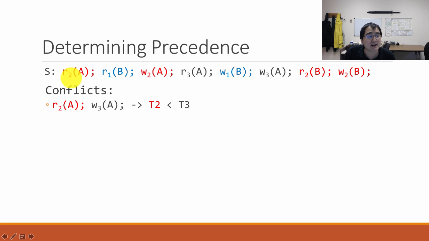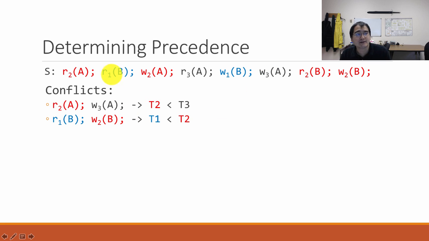So R2A here conflicts with W3A. Note, they're different transactions, 2 and 3. They're the same database element, A, and at least one of them is a write. So transaction 2 must take precedence over transaction 3. There's no way for me to ever swap the order of these 2 in this schedule. Okay, are there any more? Yes, R1B here conflicts with W2B over here. Once again, different transactions, same element, one of them is a write, which means transaction 1 has to occur before transaction 2.